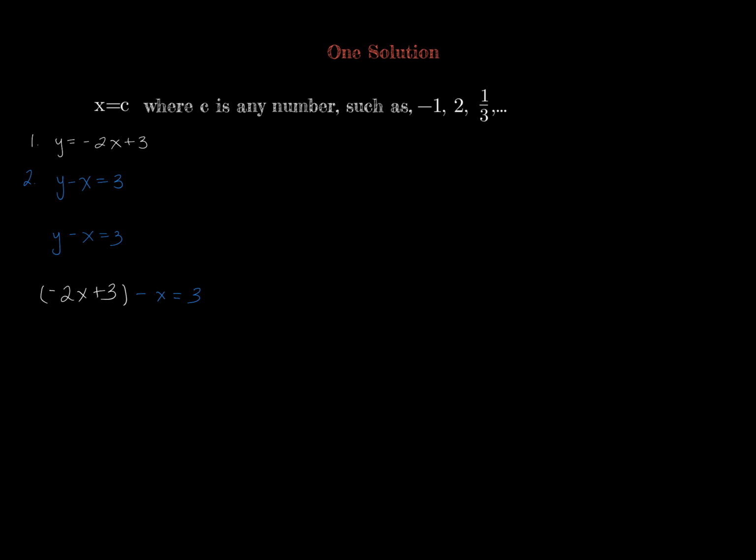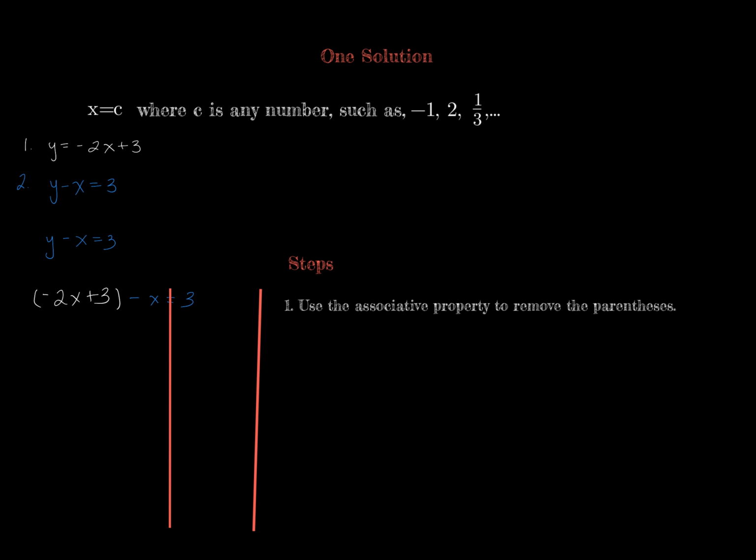So now we have (-2x plus 3) minus x equals 3. We're going to draw two vertical lines, one to divide the equation and the next one to show the steps. The first step, use the associative property to remove the parentheses. And now we have -2x plus 3 minus x equals 3. Now use the commutative property to move the terms around. So we're going to take -x and place it right next to -2x.